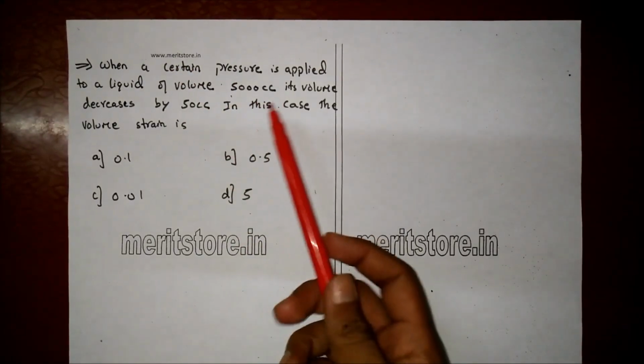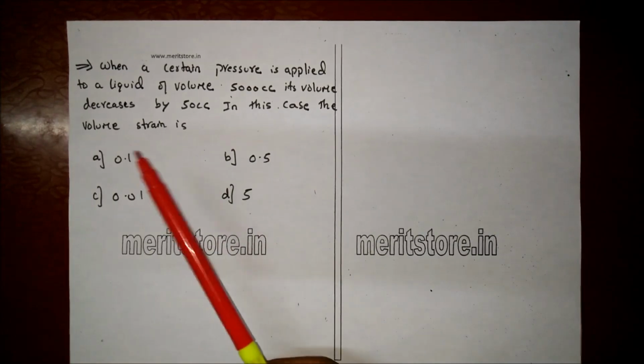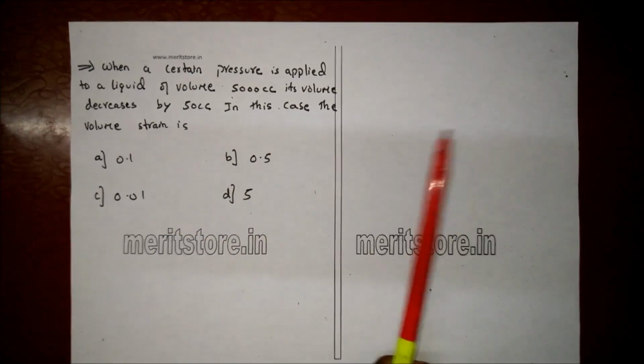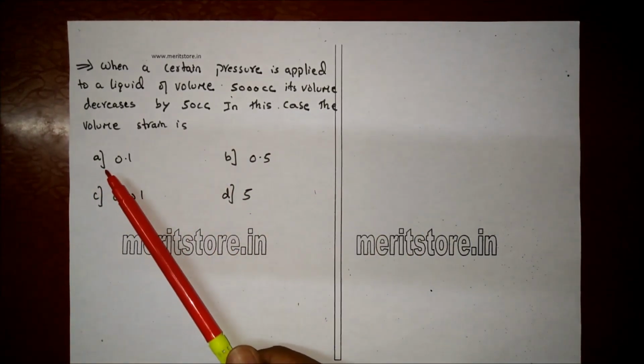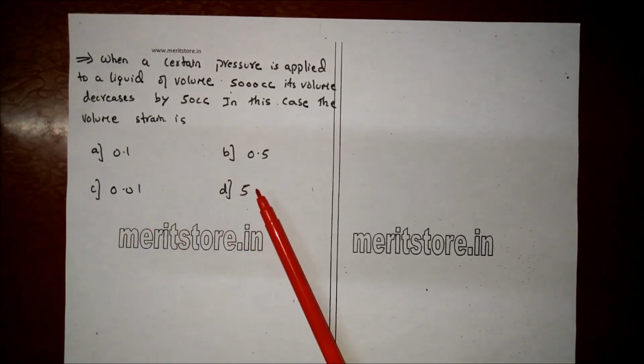A certain pressure is applied to a liquid of volume 5000 cc. Its volume decreases by 50 cc. In this case, the volume strain is A 0.1, B 0.5, C 0.01, and D 5.